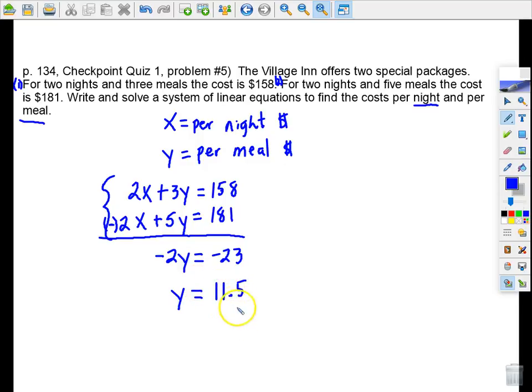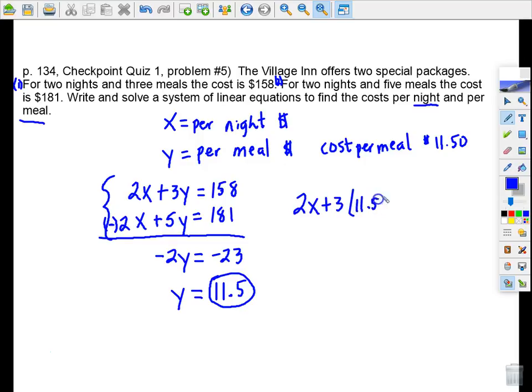11.5. Well, remember, we're talking about dollar amounts here. And in our equation, y stands for a per meal cost. So we're going to say cost per meal will be, in dollars, $11.50. And now it's easy enough to take our value for y, and we can replace either one of these, doesn't matter which. I'm just going to go with the top one. 2x plus 3 times our new y value, 11.5, equals 158.